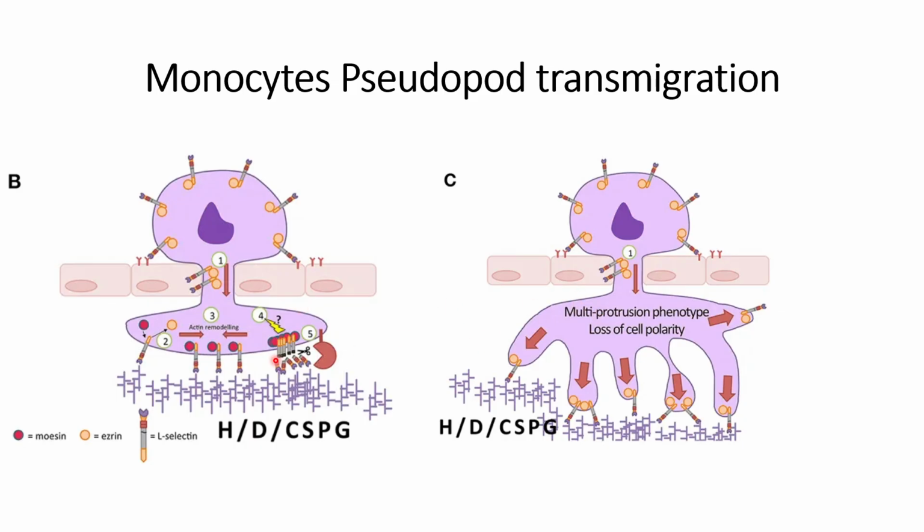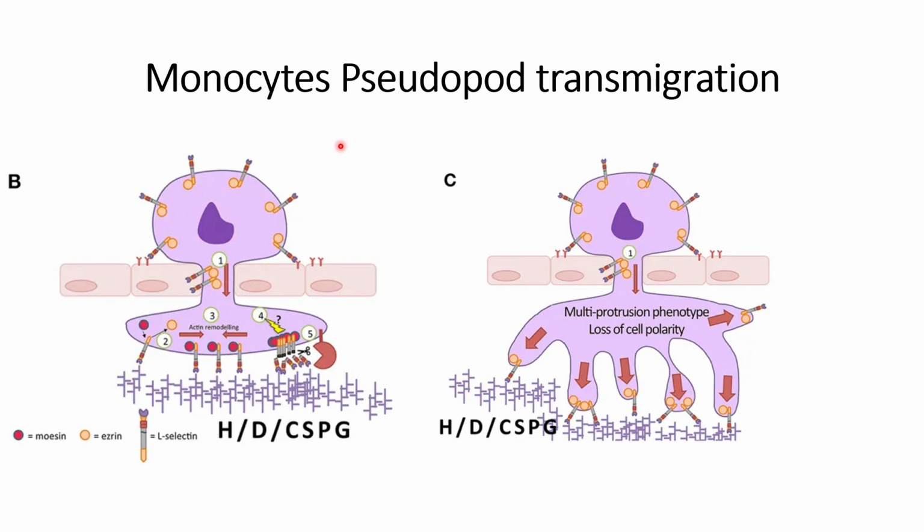Otherwise, if there is no shedding, or the shedding of L-selectin has been blocked by the enzyme that causes the shedding, then it is also not helpful, as it might lead to the multiple protrusion phenotype, and that results in the loss of cell polarity. And these monocytes can be helpful. However, sometimes, especially in the case of solid tumors, it helps in tumor progression.